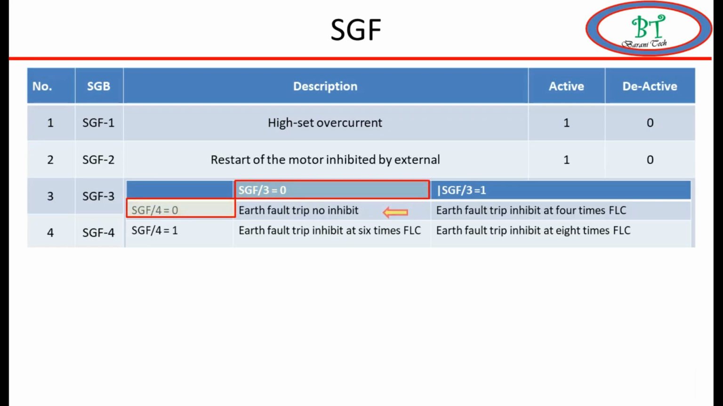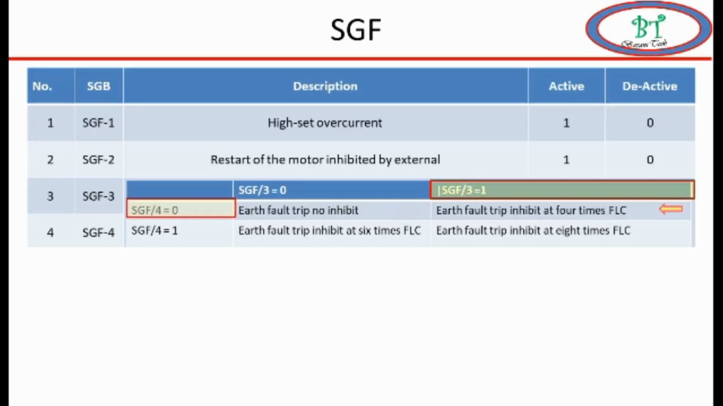When we keep SGF3 as 1 and SGF4 as 0, then the earth fault will be blocked during the time the current reaches 4 times of the full load current. During the starting of the motor, if the current reaches 4 times of the full load current, then the earth fault will be blocked during that time.